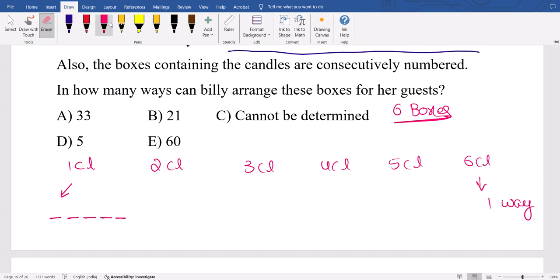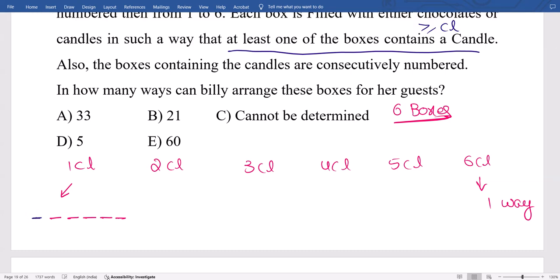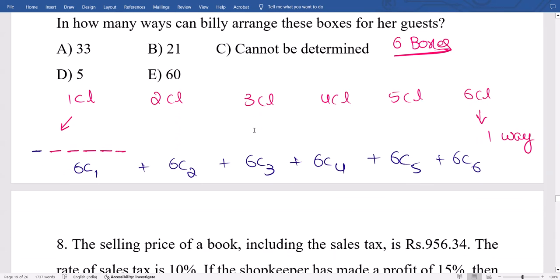We have 6 boxes. Among that, one is candle means 6C1. It can be here, it can be here, it can be here. 6C1, this is 6C2: among 6 boxes, 2 must be candle. Among 6 boxes, 3 must be candle, 4, 5, and 6. 6C6 is nothing but 1. So 6C1 is 6. 6C2 is 6 into 5 divided by 2. One moment, sorry. It's not 6C2 also. Wait, they should be consecutive.